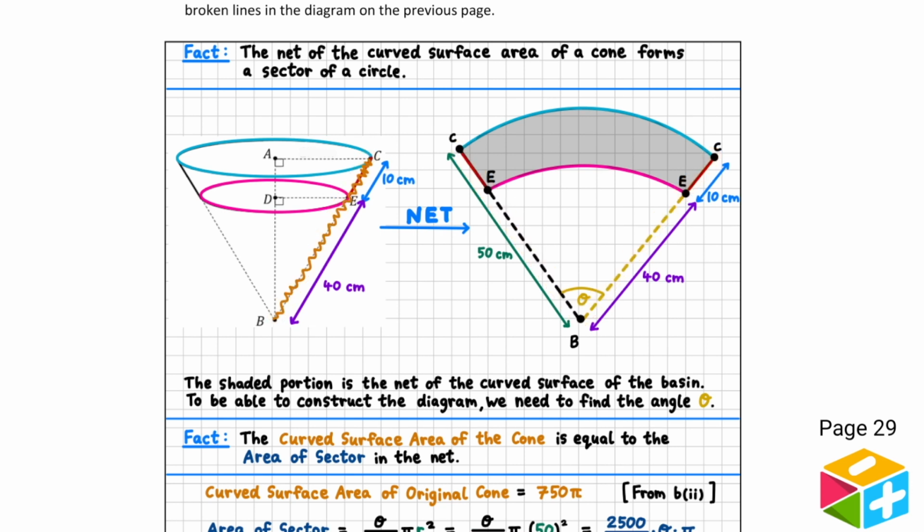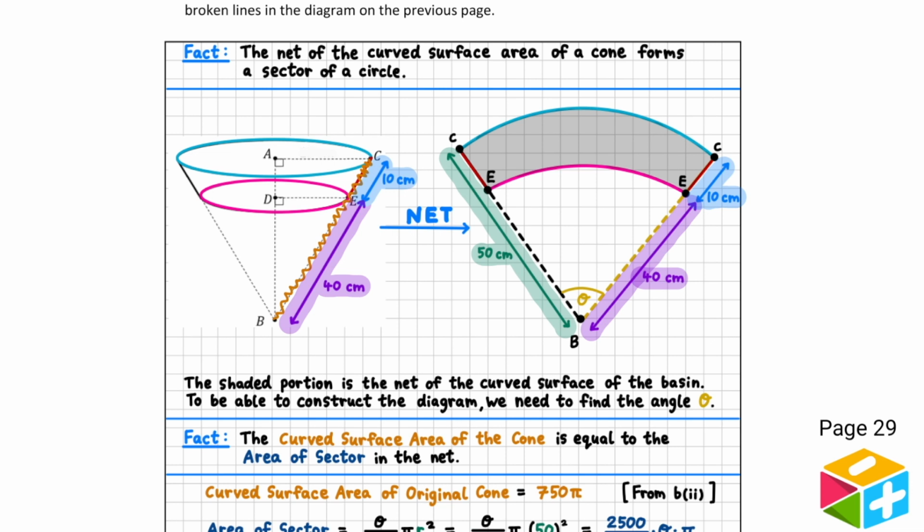Now that we've got the sketch of our net diagram, we need to make sure we label it with enough measurements so that it could be accurately drawn. From the previous parts of the question, we already know the side lengths. BE measures 40 centimeters and EC measures 10 centimeters. Adding these together tells us that BC is 50 centimeters.